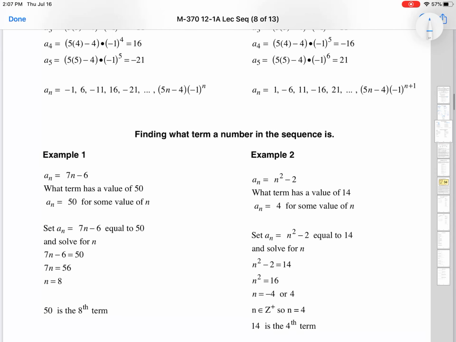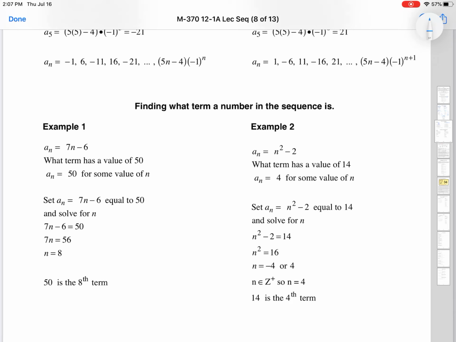So let's go finding what term a number in a sequence is. Example 1 says, here's the general definition of the nth term, 7n minus 6. What term has the value of 50? a_n equals 50 for some value of n. Well, we know how to do that. We're going to set 7n minus 6 equal to 50, and we're just going to solve for n. That would tell us what the n is. And so evidently 50 is the 8th term in the sequence.